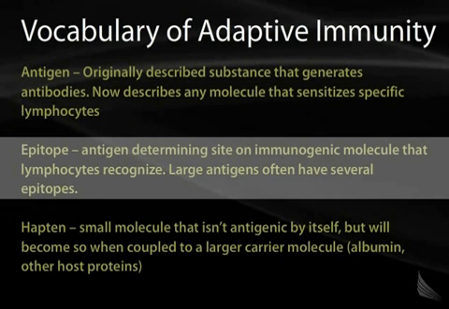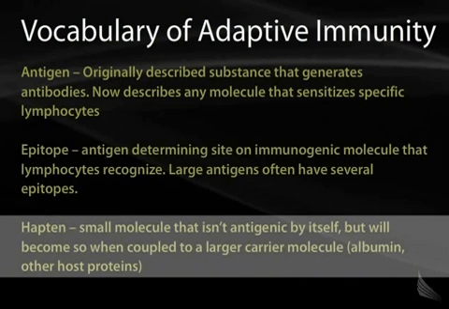Now, an epitope, to get a little bit more specific, is the antigen-determining site on an immunogenic molecule that lymphocytes recognize. So if you think about a large antigen, there's lots of different places where an antibody may be able to bind to that antigen, right? Each of those places would be considered an epitope. So you can have antibodies to multiple epitopes within the same antigen. So again, a little bit more specific. And if we're being technical, we would say that antibodies are epitope specific, not technically antigen specific.